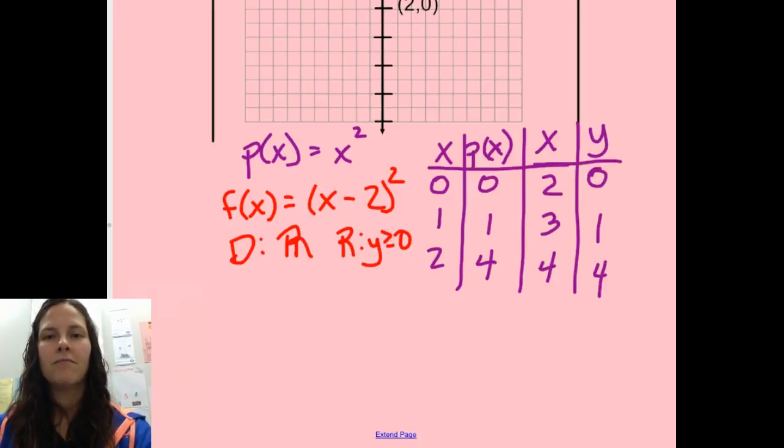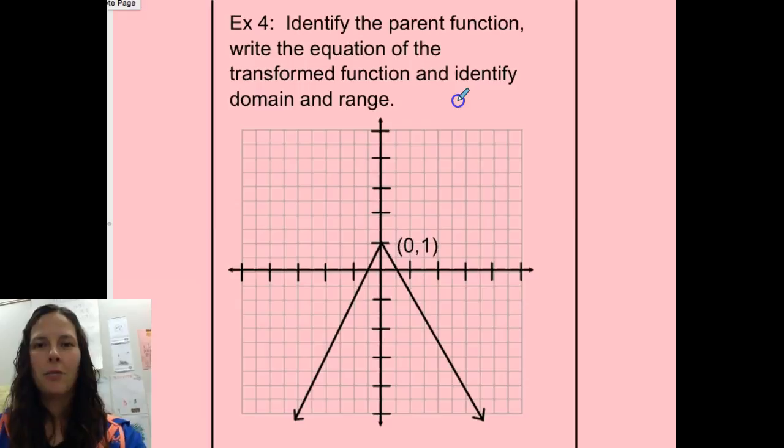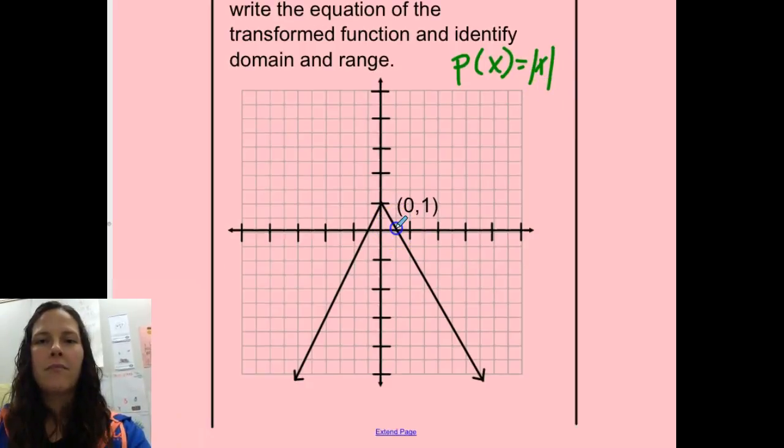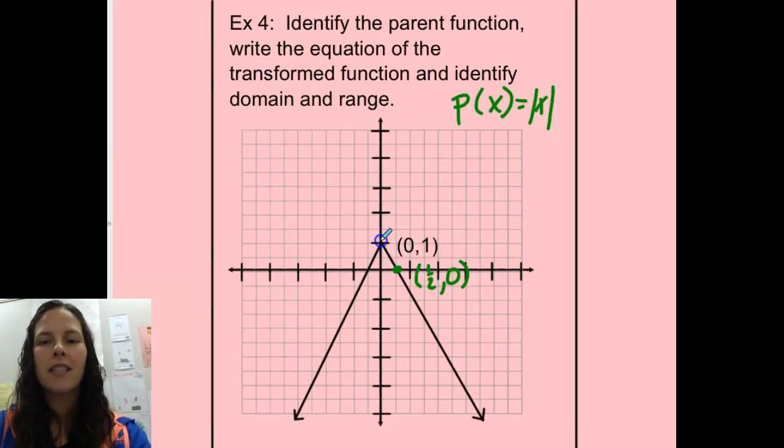Our final example, we can tell that our parent function is the absolute value because it's in a V shape. The equation for this one is a little bit challenging because as we look at this graph, there aren't any very nice coordinates that we can use to write our equation like there was on the last one. I'm just going to grab this point here, 1/2, 0. The reason I know it's 1/2 and not 1 is because this point here was identified to me as 0, 1.